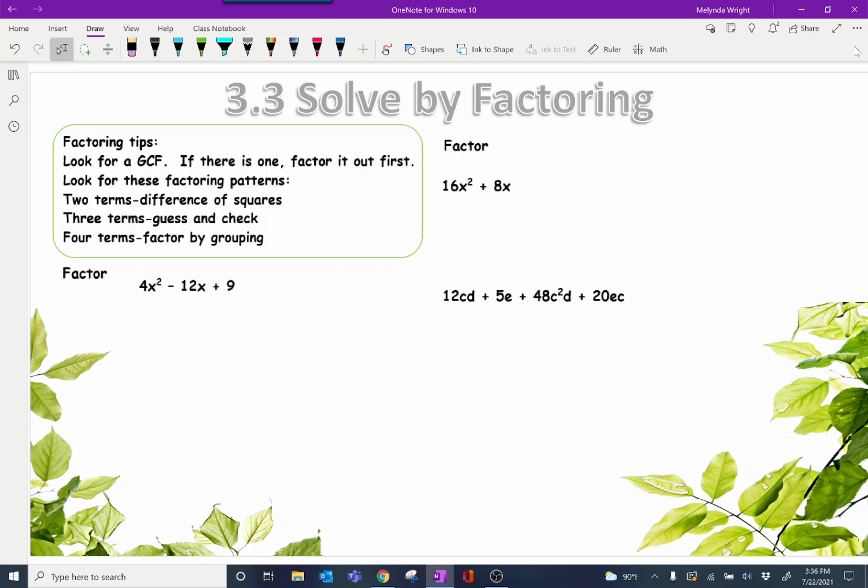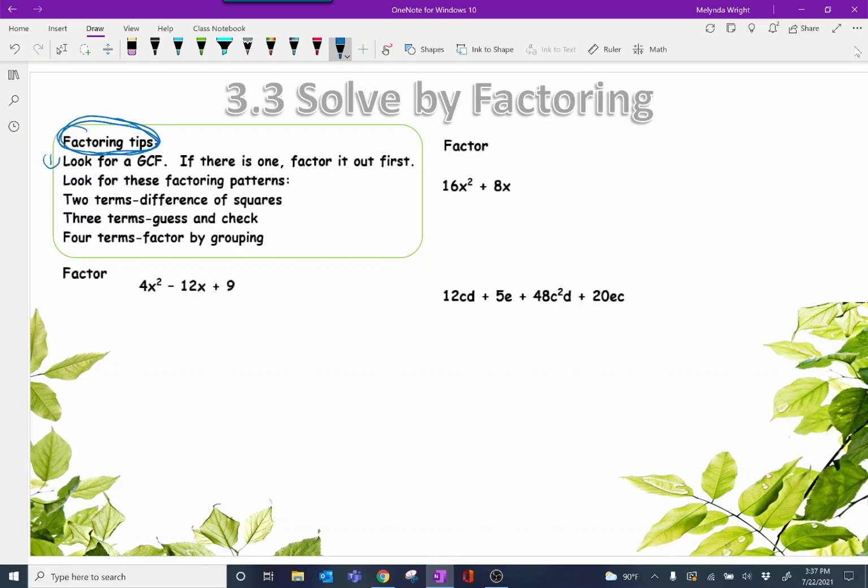Let's take a look at our lesson on solving by factoring. But before we get into solving, let's start with a review of just factoring, just a reminder. So I have several tips for you, which you probably remember. This is just a review.